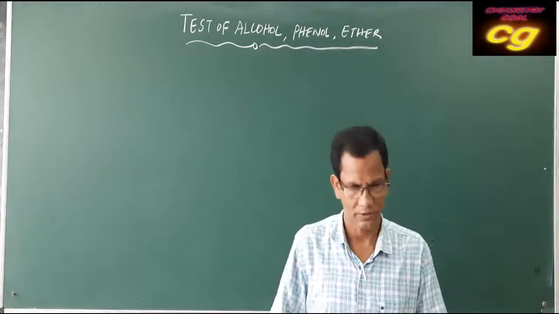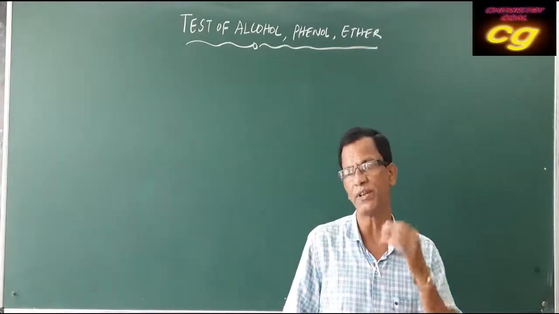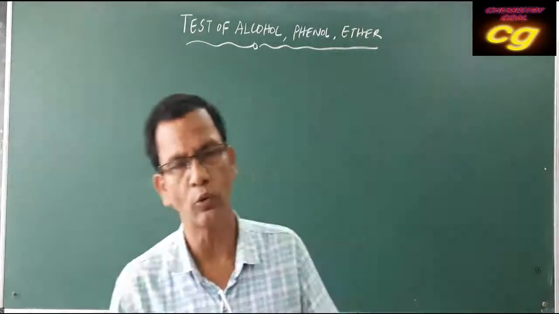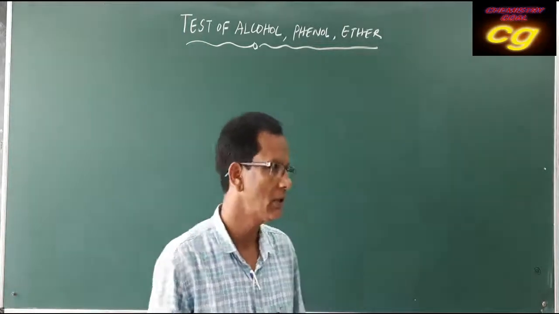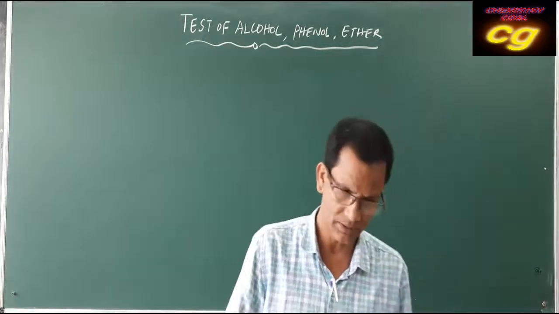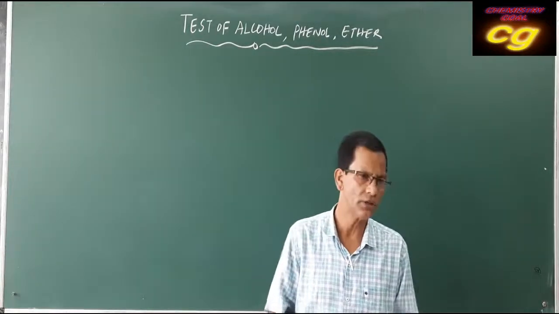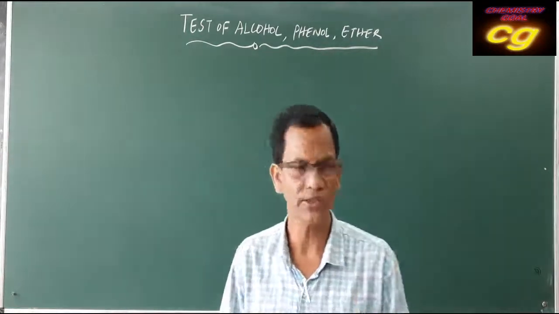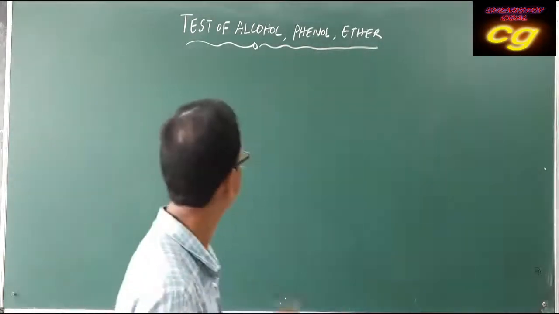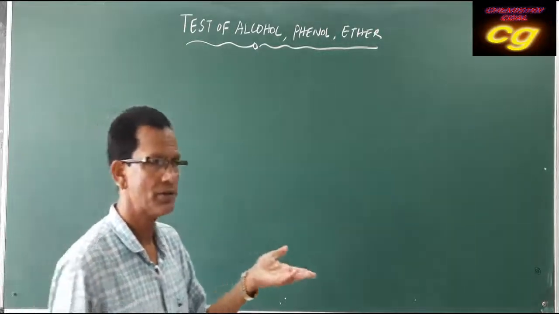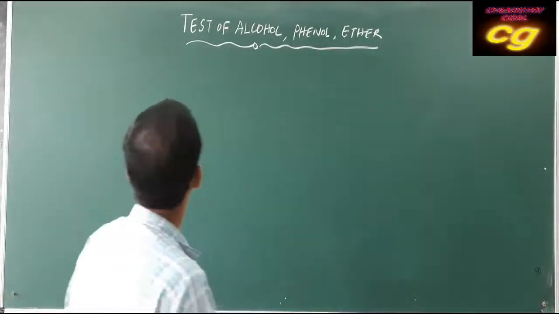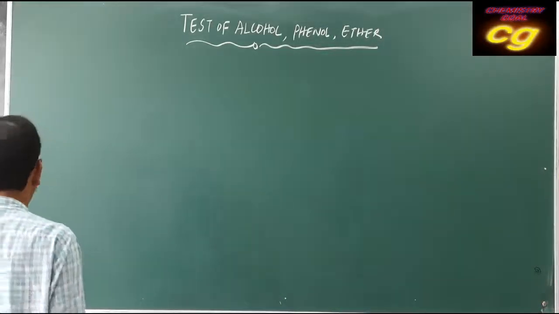In the last class we already discussed the preparation and properties of ether. So the preparation and properties of alcohol, phenol and ether we have completed. But today we are going to discuss a very important thing, that is how you can test alcohol, phenol and ether chemically. What are the chemical tests? What are the distinctions between alcohol, phenol and ether? Let us discuss which test is shown by alcohol, which test is not shown by phenol, like this. So first let us start with alcohol.